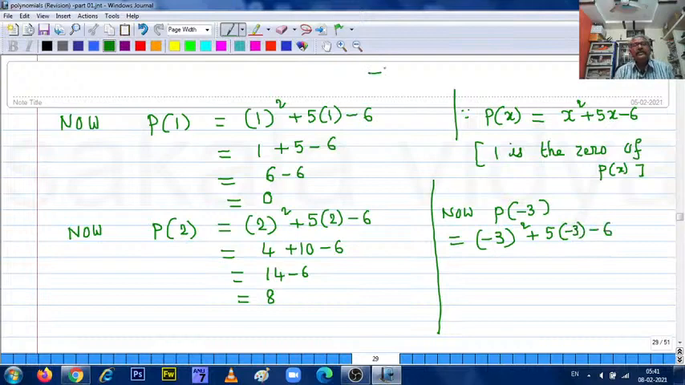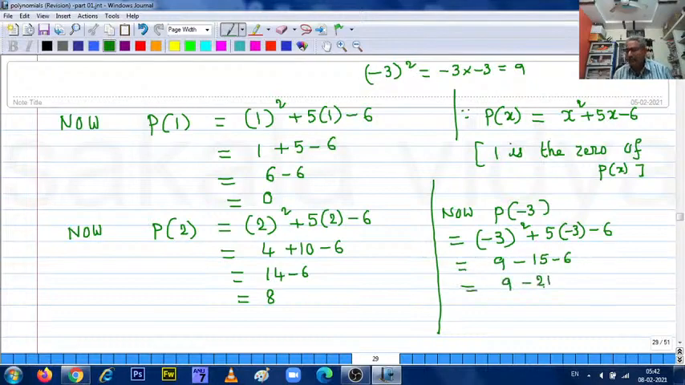See, minus 3 square means minus 3 multiplied by minus 3. Negative into negative is positive, 9 you will be getting. So 9 plus 5 into minus 3, which is minus 15, minus 6. So 9 minus 21. Now you need to subtract 9 from 21. 21 minus 9 is 12, but we have negative, so negative 12. In this way we can find out all the values. So understood now? We evaluated all the values.